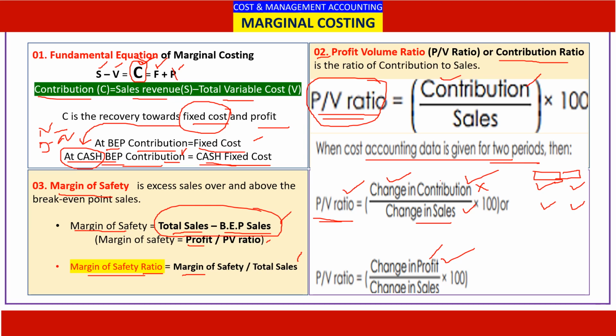If sales is not available, we can derive the margin of safety by dividing profit by the PV ratio, which we will see in the problems. Therefore, the 3 formulae to be remembered: sales minus variable cost equals contribution, PV ratio equals contribution over sales, margin of safety is total sales minus break-even point sales. That is the margin of safety. With these 3 equations, you can solve any problem in marginal costing.